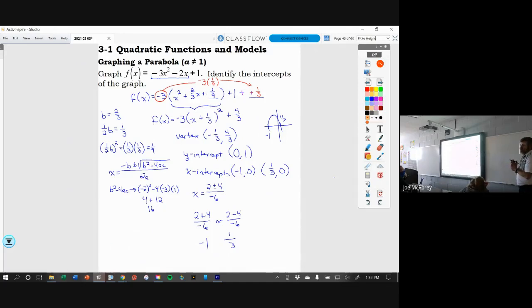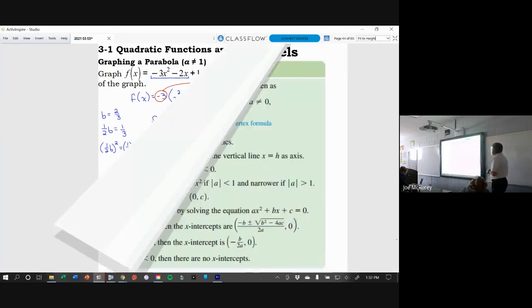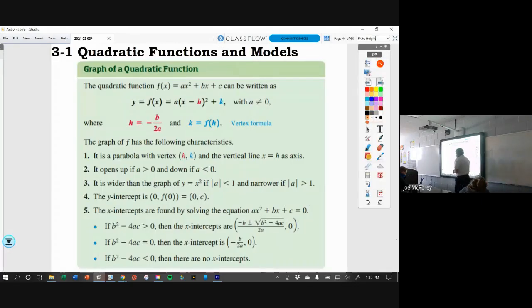Questions, comments? Quadratic functions given to us in the form ax squared plus bx plus c equals 0, where a can't be 0. h equals -b over 2a. You can actually get the vertex right from the quadratic formula.